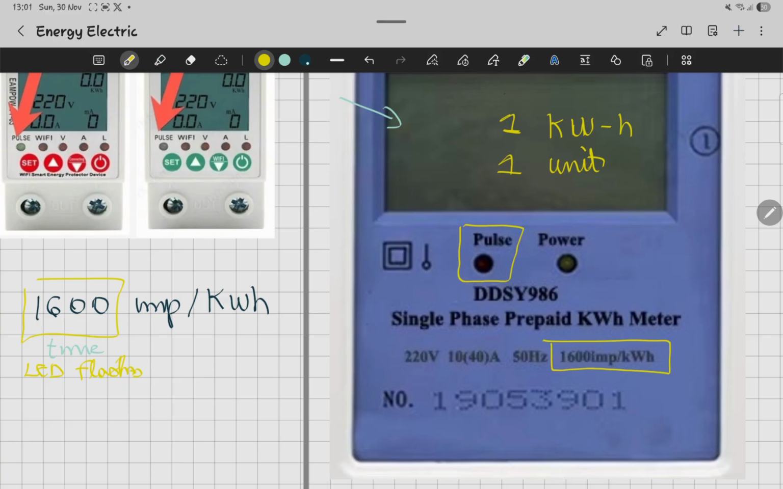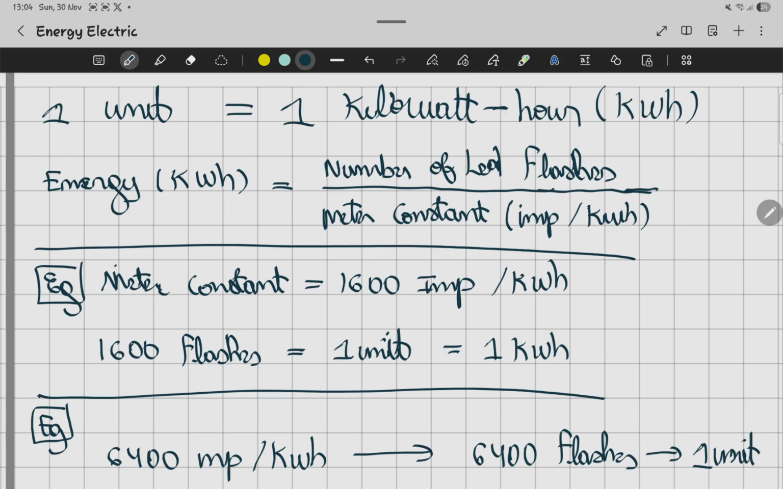The same number that you see, this number will be equal to 1 unit of the electricity bill. So if the LED flashes 1600 times, then we're going to get 1 unit less. Let me recapitulate what we just said. 1 unit equals 1 kilowatt hour. Okay, so we know that.